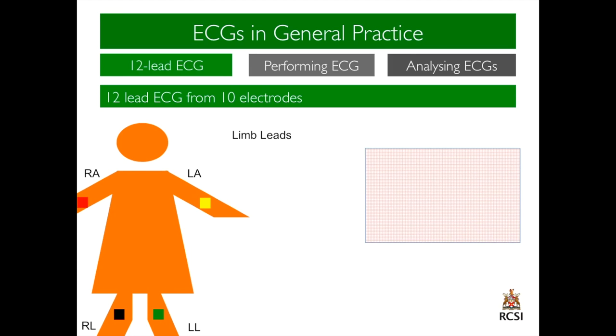Firstly, the limb leads. On a 12-lead ECG piece of paper, the first lead, lead 1, is placed in the top left. It represents the electrical conductance through the heart as seen between the left arm electrode and the right arm electrode. Thus you can see its vector is roughly 0 degrees. Lead 2 represents the electrical conductance between the left leg and the right arm. Lead 3 between the left leg and the left arm.